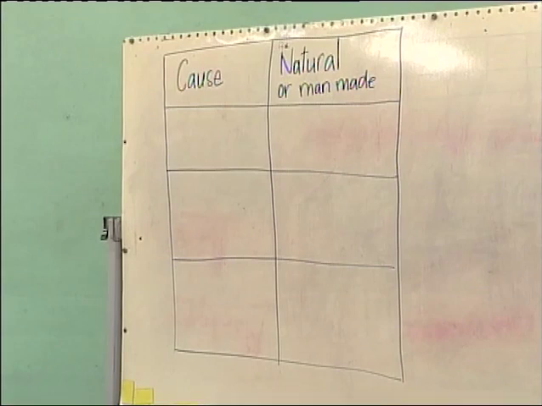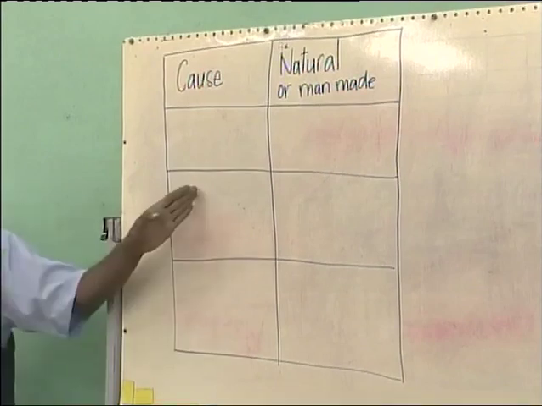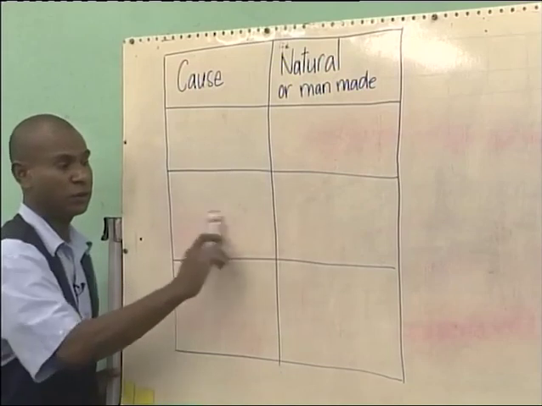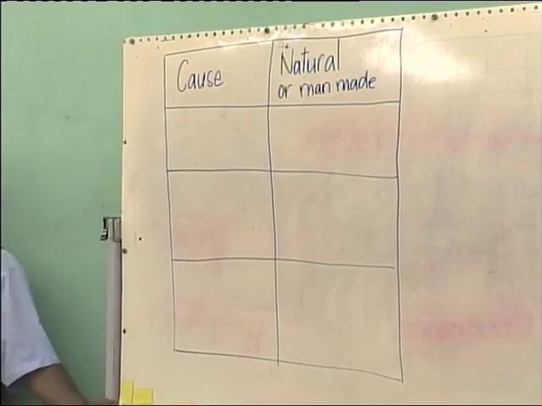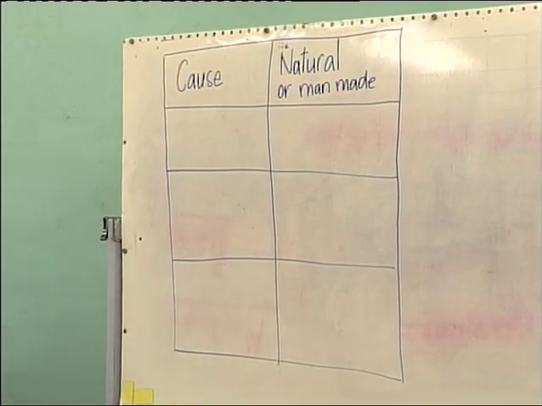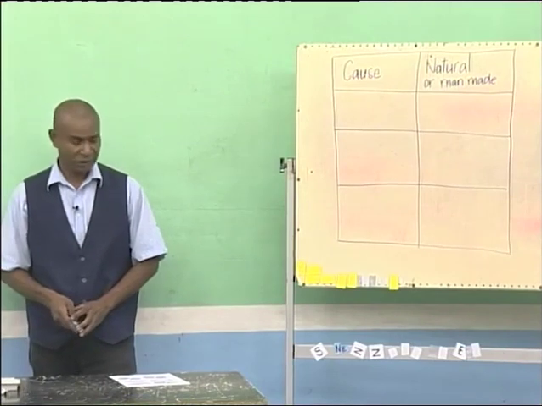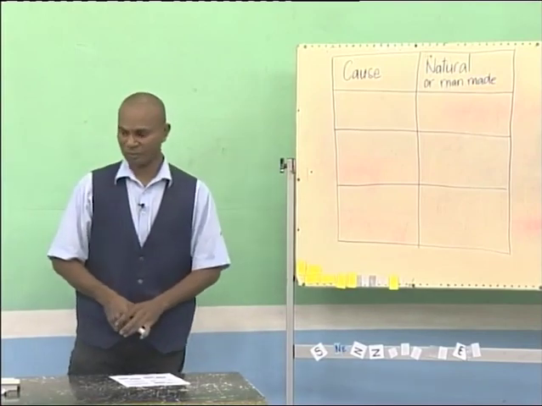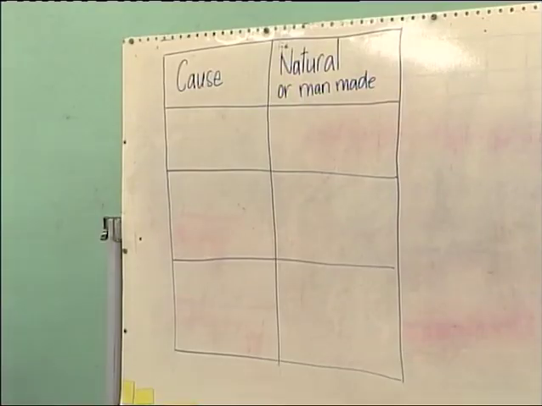Do not rule the rows. This is an example. I have three rows, 1, 2, and 3. But there are actually six pictures which you will go through to identify as natural or man-made cause. So I have only 3, but you draw up 3 more to make 6 rows. Okay. That is our instruction number 1.